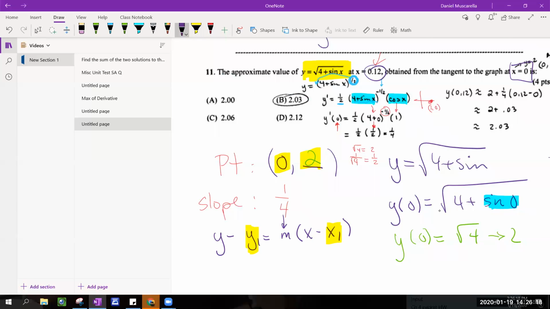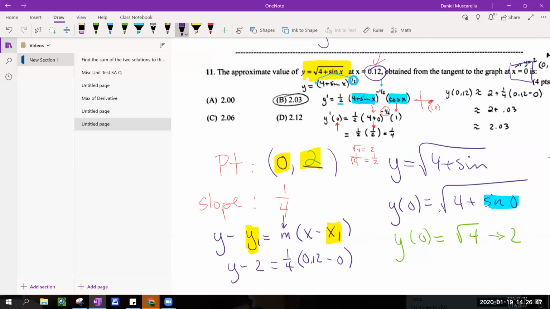Whatever x value we're trying to approximate goes in, which in this case is 0.12. So 0.12 is going to get substituted into the x value of the thing we're trying to approximate. This could start out y minus 2 equals 0.12 as our x value and our slope is 1/4. So we'd have 0.12 and then minus 0. We don't really have to write that minus 0, but you could if you wanted.